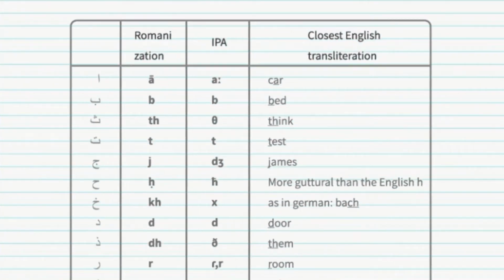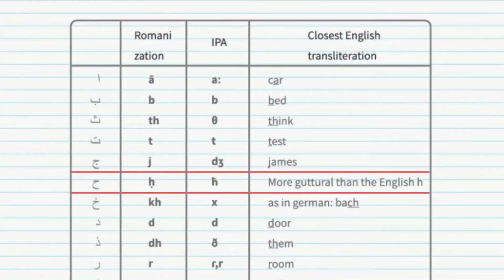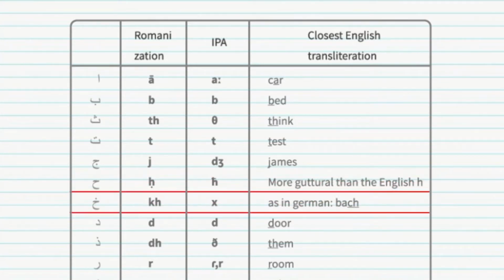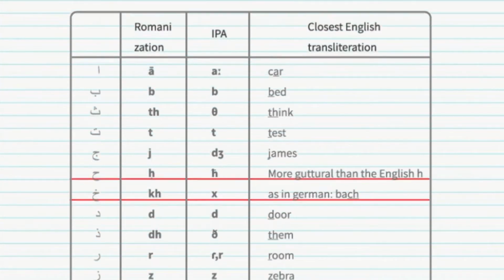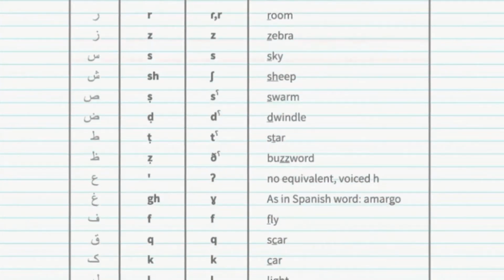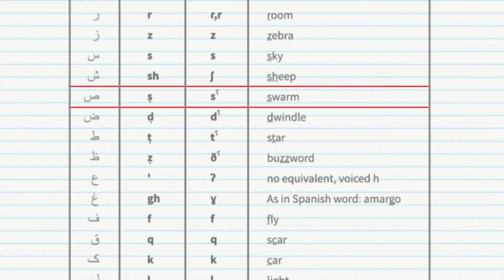For example, Ha. This sound is a more guttural H sound. Hayat. Kha. Khafif. Sad. This sound is similar to S but with the throat constricted. Safha. Sabr.